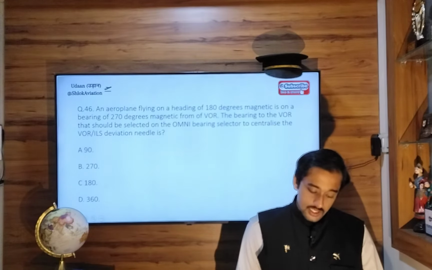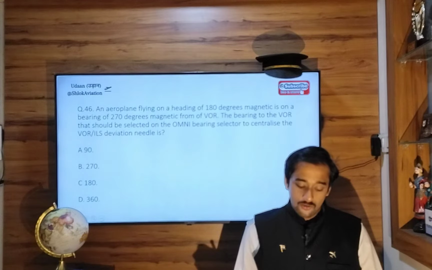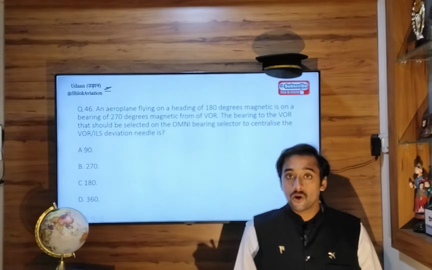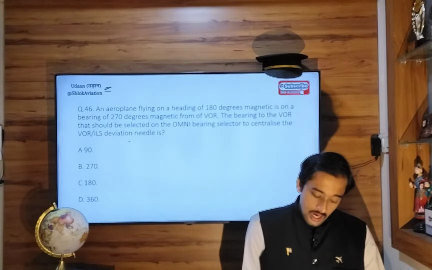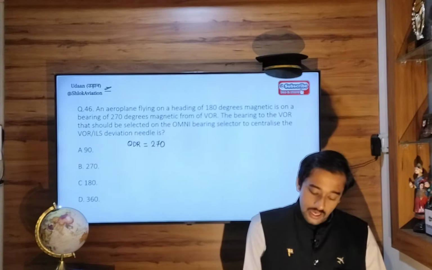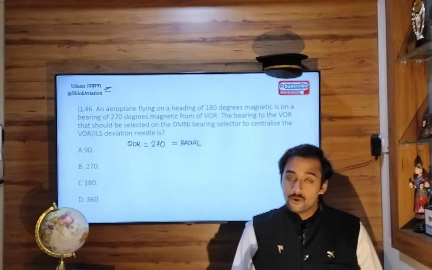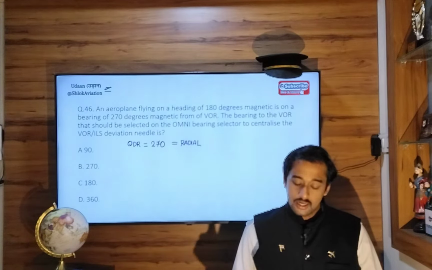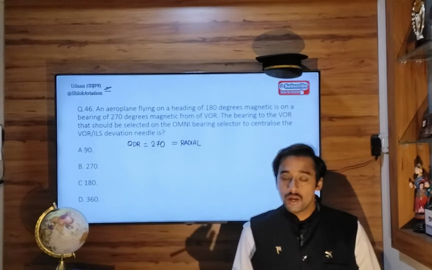Question 46. An airplane on a heading of 180 is on a bearing of 270 degrees magnetic from a VOR. From a VOR, that means the QDR is 270, and QDR is nothing but your radial, correct? QDR is your radial. Now you have to find the bearing to the VOR that should be selected on the OBS, in order to get a true indication.